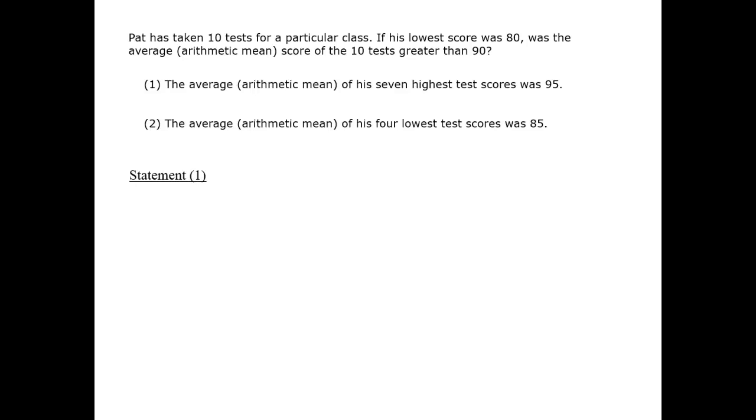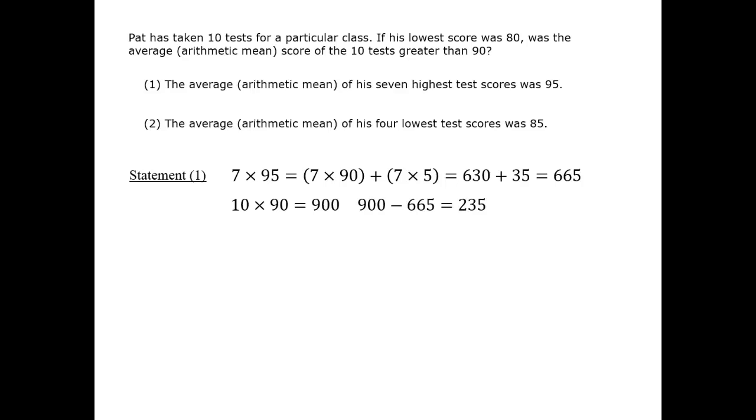Statement 1 gives us a pretty healthy chunk of information. We can compare sums of these elements. If the average of the 7 highest scores is 95, then those 7 scores sum to 7 times 95, or 665. We desire to know whether the sum with the lower 3 is greater than 10 times 90, or 900. The question, therefore, is whether the remaining 3 make up the difference, and the difference is 235.